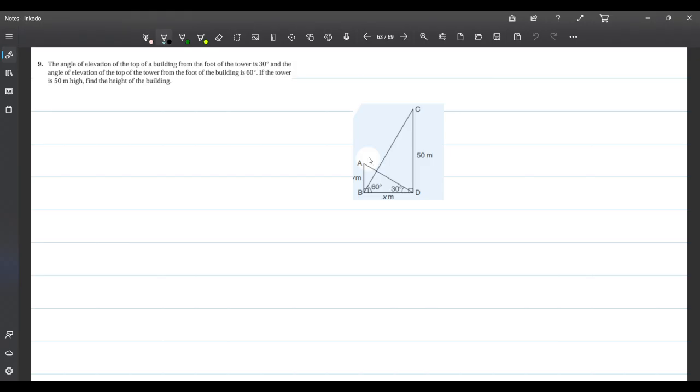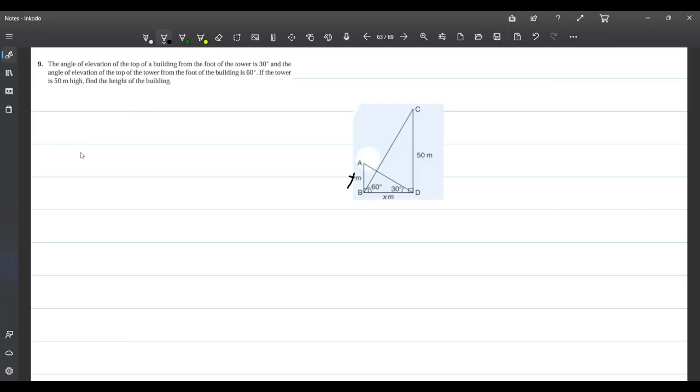देखो, the angle of elevation of the top of a building from the foot of a tower. So this is a tower. This is foot of a tower. Here, building angle of elevation from the top of a building to the foot of a tower is 30 degree and the angle of elevation from the top of a tower from the foot of building is 60 degree. If the tower is 50-meter height, so this is a tower, this is 50-meter height, so we have to find the height of a building. So we have to find this side, this is y side, y. So we have to find the y.